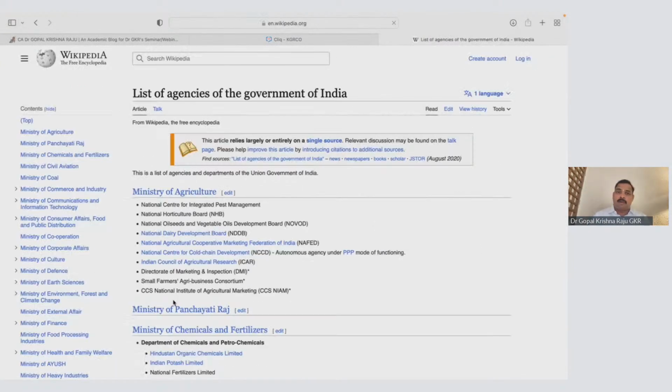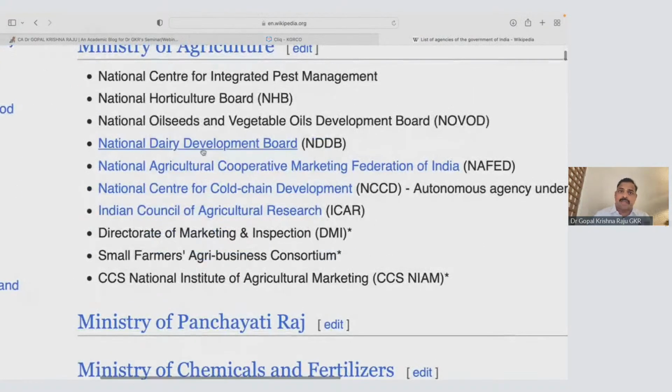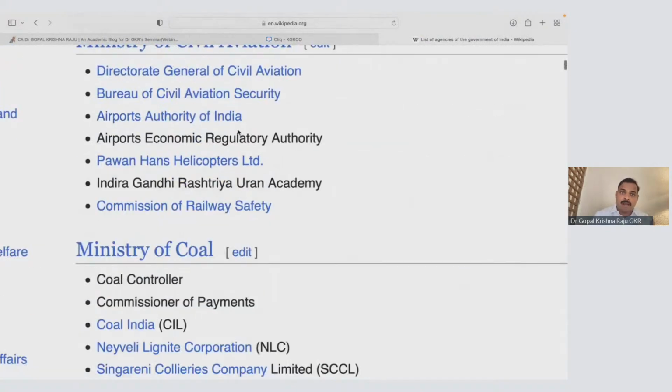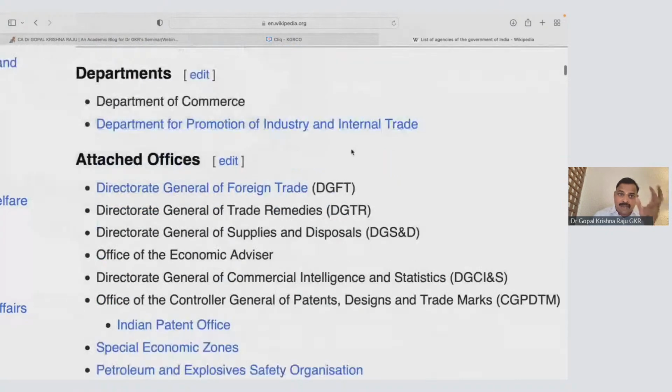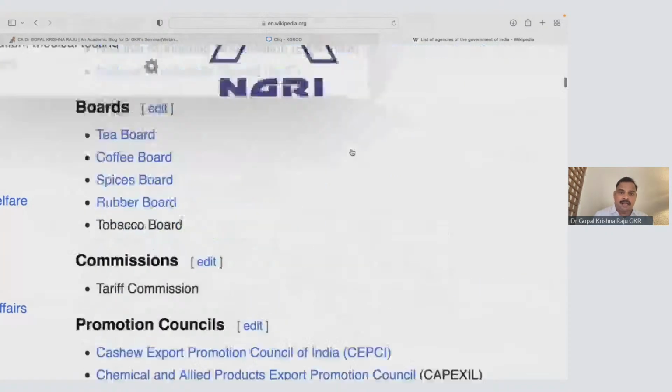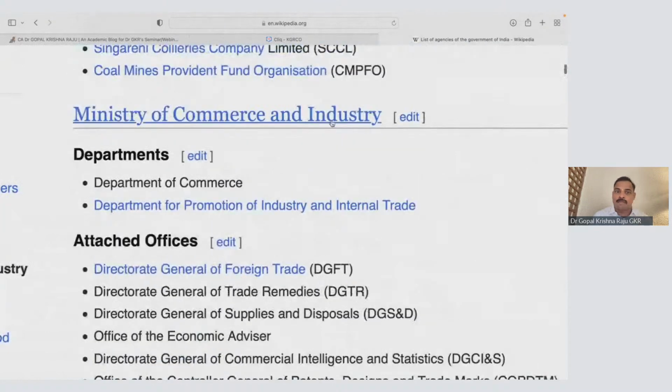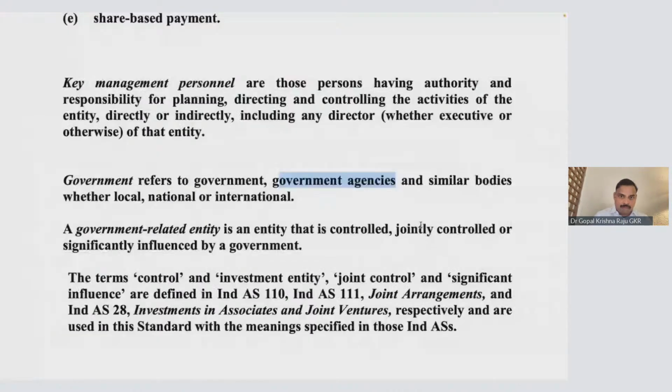For example, you can take Ministry of Agriculture, the National Dairy Development Board. You can take Ministry of Civil Aviation, Airports Authority of India. They are all government agencies. You can take National Institute of Design that comes under the Ministry of Commerce and Industry. So these are all the various agencies. So they are also government. Government agencies are also government.